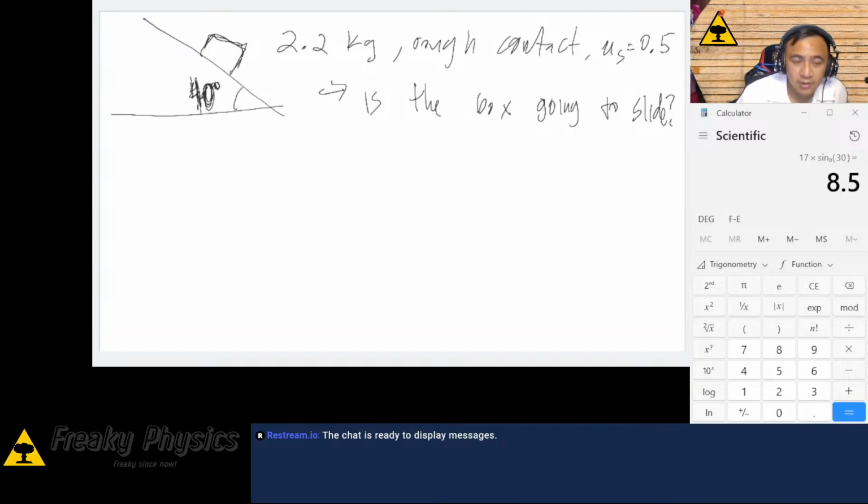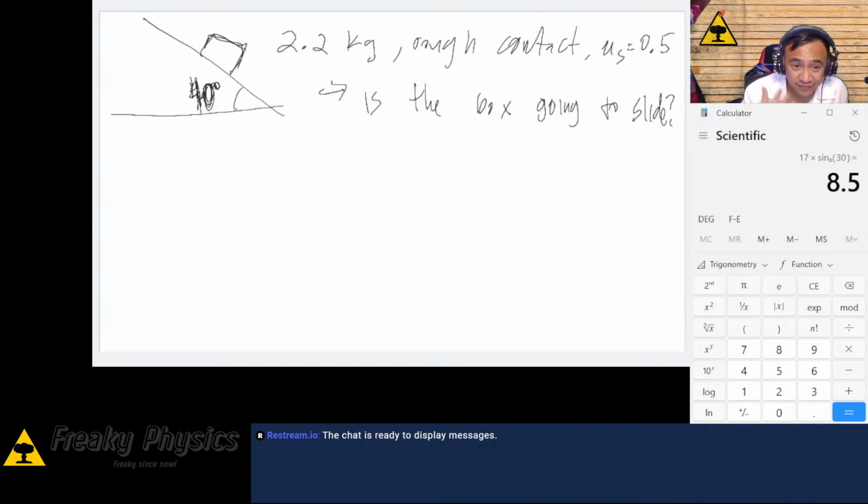To find R, is it mg cosine 40? Yes. Okay, correct. I think you're getting used to it. All your questions have been answered with a yes for the most part. Okay, good. I think I found the friction.